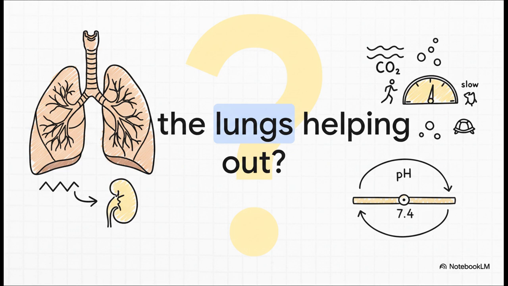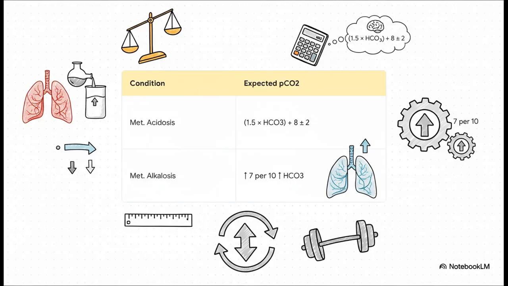So our next job is to check, are the lungs compensating like they're supposed to? And here's how we can predict what the lungs should be doing. For metabolic acidosis, there's a really famous equation called Winter's formula that calculates the expected PCO2. For alkalosis, it's a different rule of thumb. This step tells us if the lungs are pulling their own weight in this fight to restore balance.